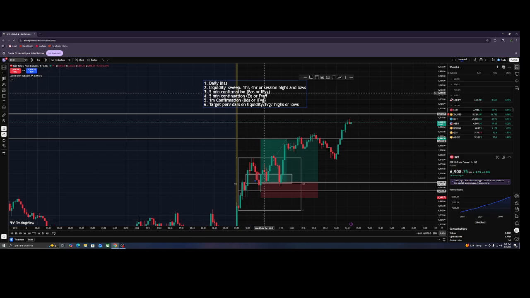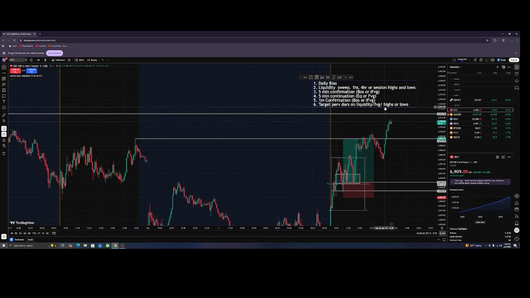5 minute confirmation, break of structure, or inverse fair value gap. We got this right here. 5 minute continuation, EQ or fair value gap. The fair value gap was not valid, but we have an EQ which got hit, and then it goes up. 1 minute confirmation, break of structure, or inverse. We got that here. Target previous draws on liquidity, fair value gap, or highs and lows. I put draws wrong, I know that. Target previous draws on liquidity, fair value gap, highs or lows, depending on which direction you're going.